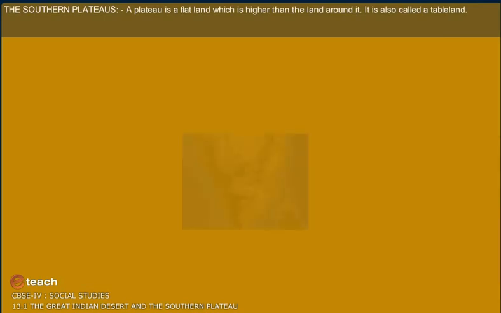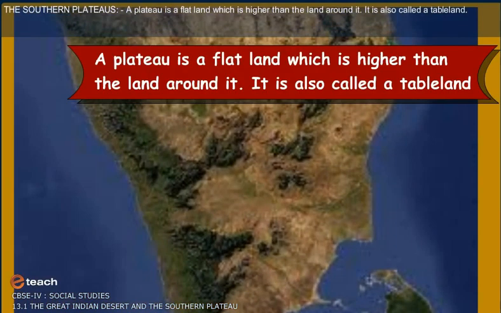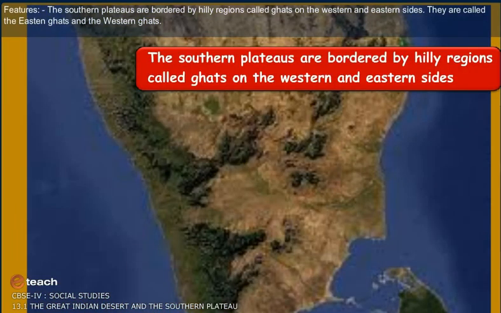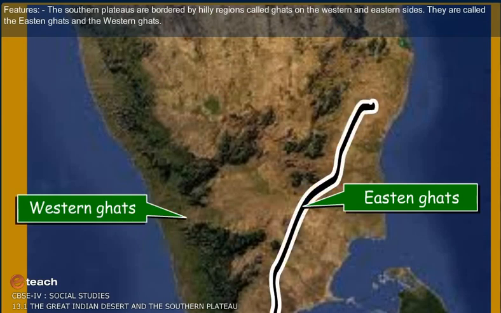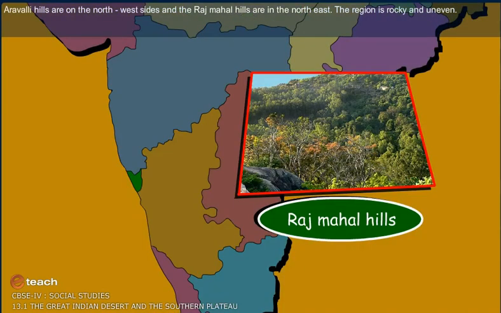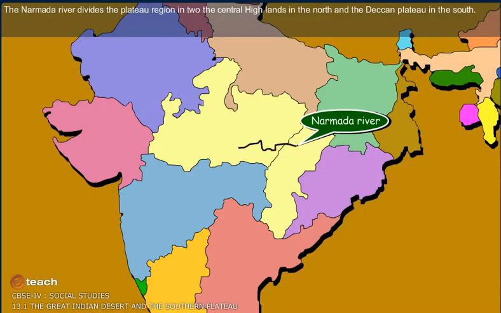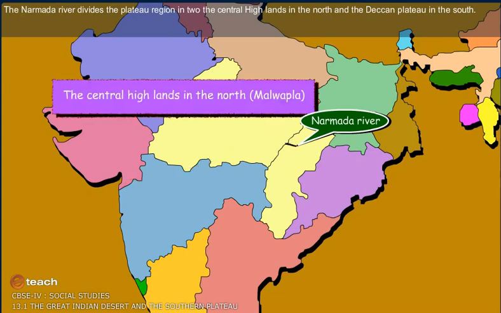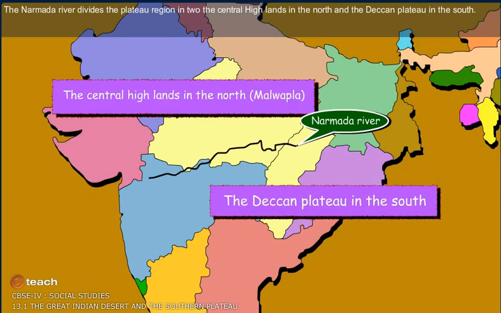The Southern Plateaus. A plateau is a flat land which is higher than the land around it. It is also called a tableland. Features. The Southern Plateaus are bordered by hill regions called Ghats on the western and eastern sides. They are called the Eastern Ghats and the Western Ghats. Aravalli Hills are on the northwest side and the Rajmahal Hills are on the northeast side. The region is rocky and uneven. The Narmada River divides the plateau region in two: the Central Highlands in the north and the Deccan Plateau in the south.